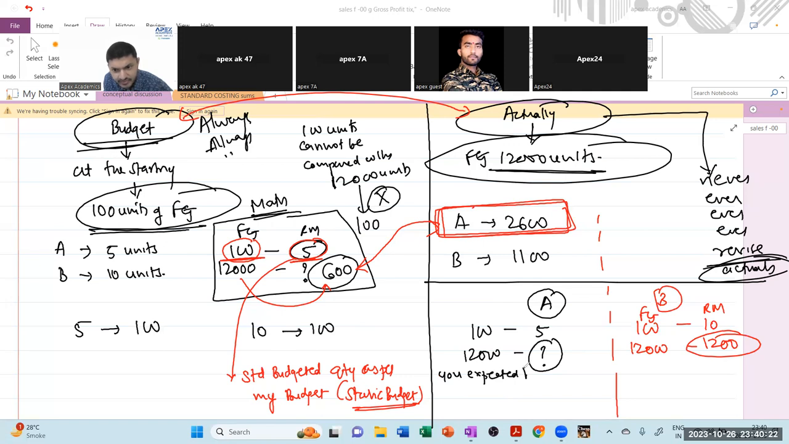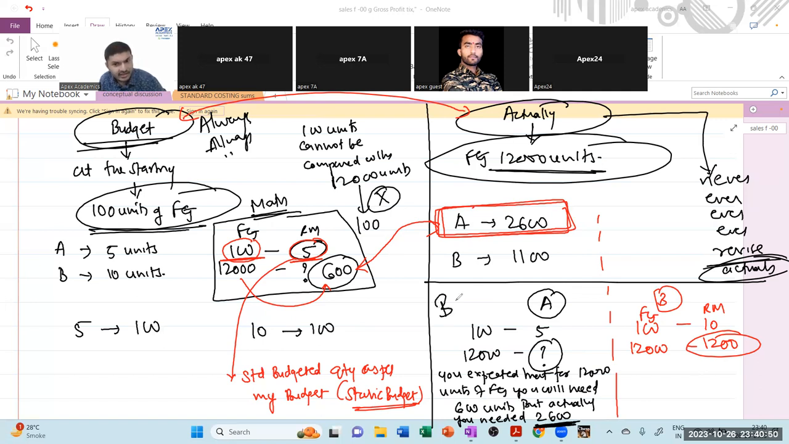You expected that for 12,000 units of finished goods, you will need 600 units, but actually you needed 2,600. Are you with me on that? So was this good or was this bad? It was bad. Why was it bad?